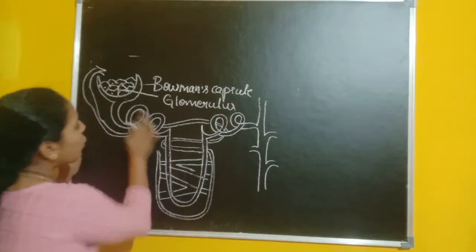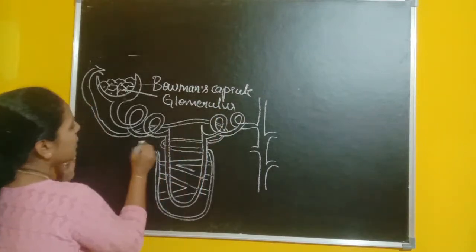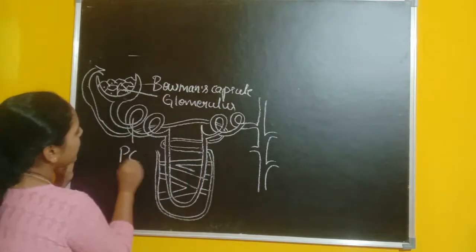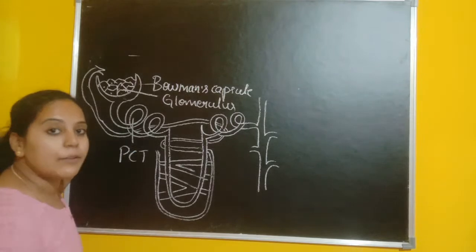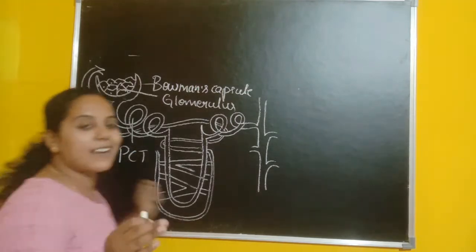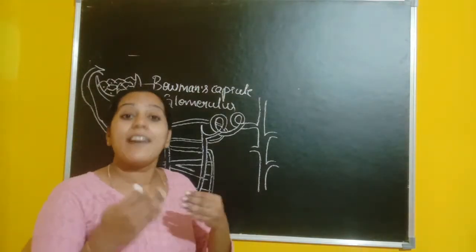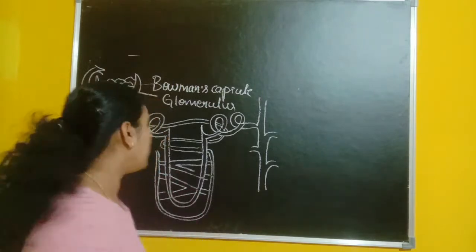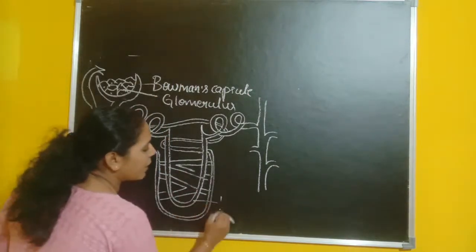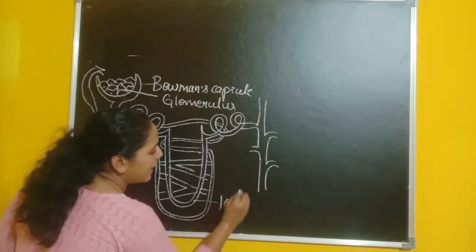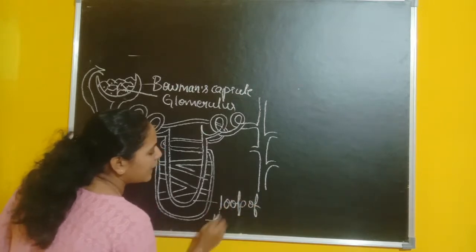Okay. The coiled tube-like structure is called PCT. We call it the proximal convoluted tubule, or you can just write tubular nephron. This U-shaped structure is called the loop of Henle, or we call it Henle's loop.